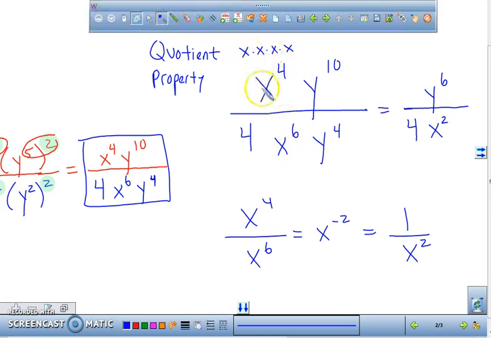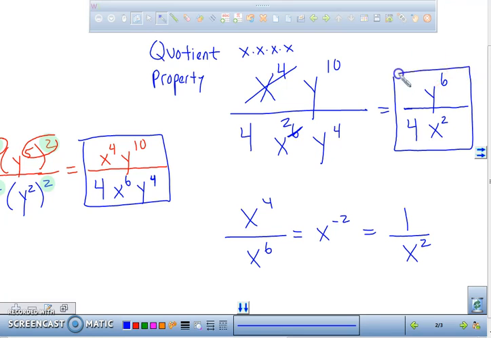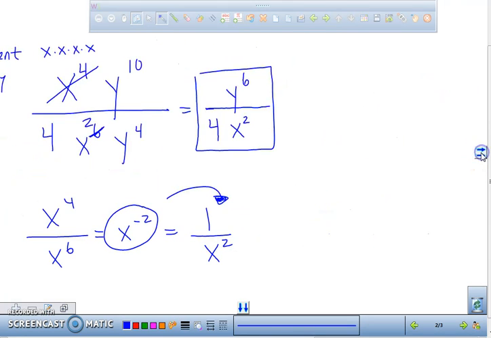Well, all of these, guys, all of these cancel out. But how many right here are still left? Still left with a 2. Yeah, you still put these through. This becomes x to the negative 2, but that becomes what? It becomes 1 over x squared. There's the 1 over x squared right there. Okay? So your final answer. This is your final simplified answer. Okay? Y to the 6th over 4x squared.